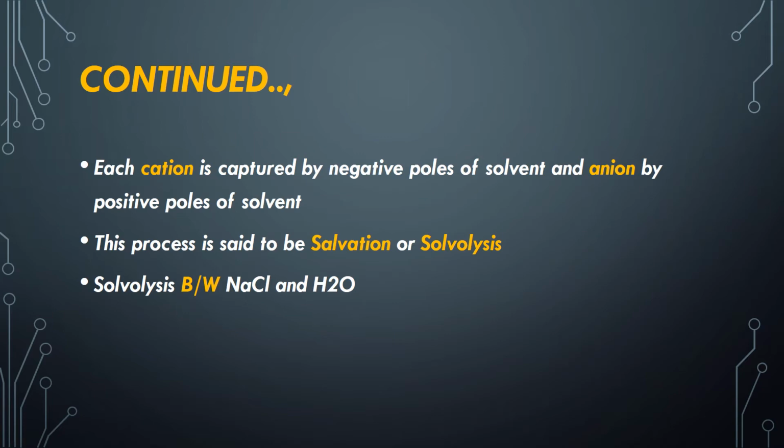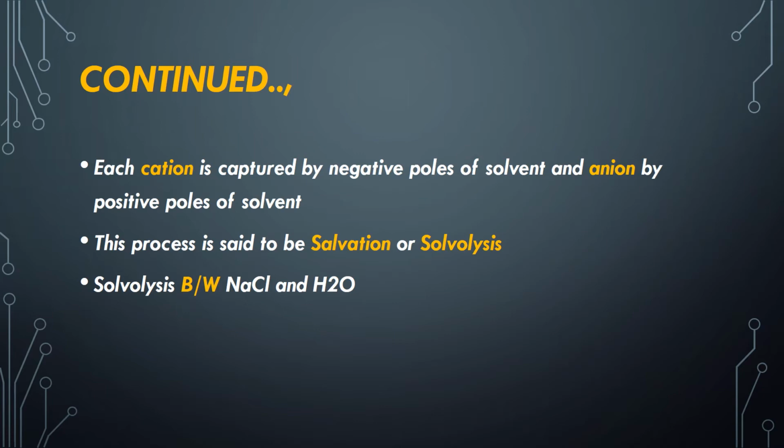And the particles that are anions, that have negative charges on them, will be attracted and captured by the positive poles of the solvent. Those atoms or particles of the solvent that have positive charges attract the negative ones. Positive are attracted by negative, and negative are attracted by positive.